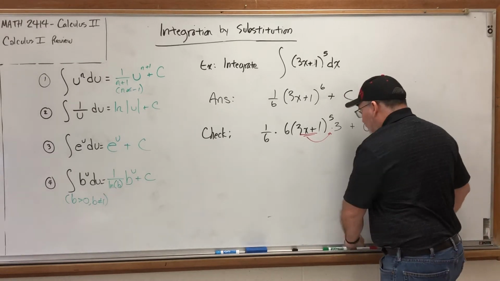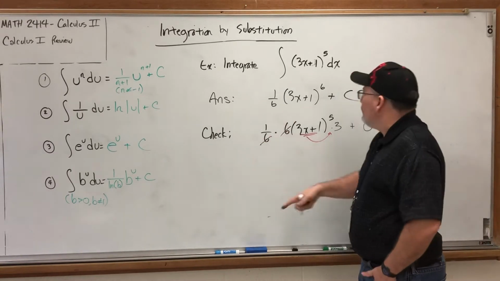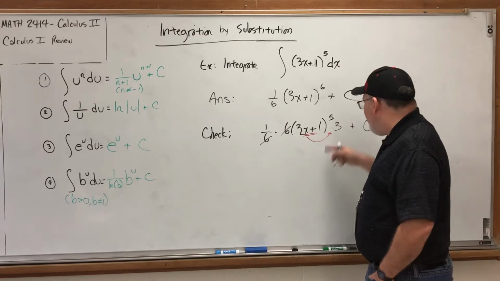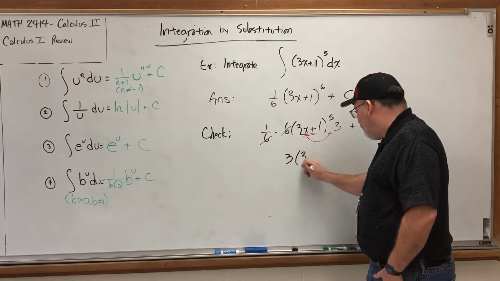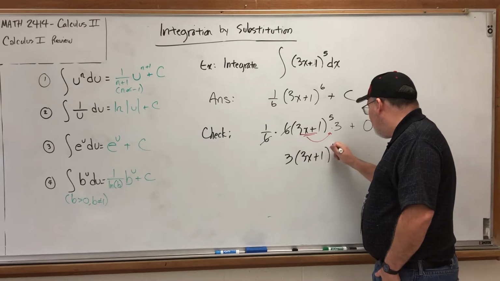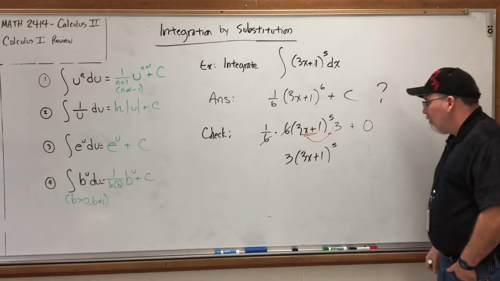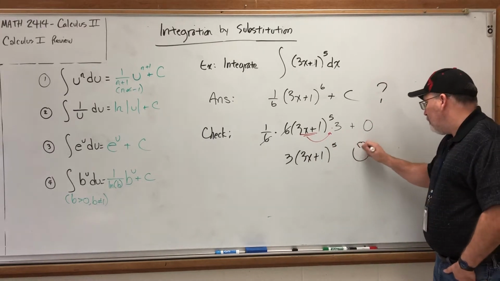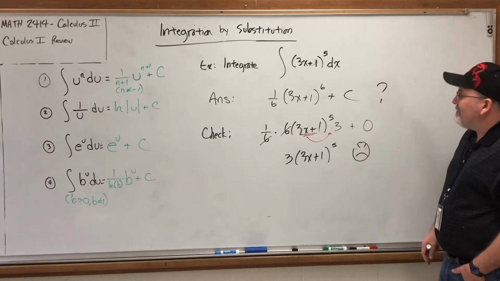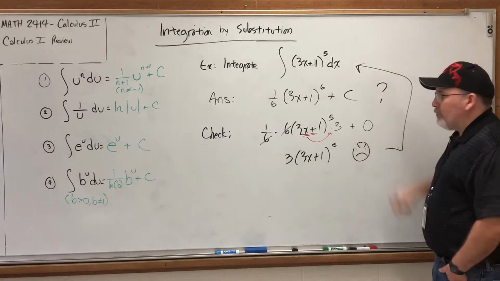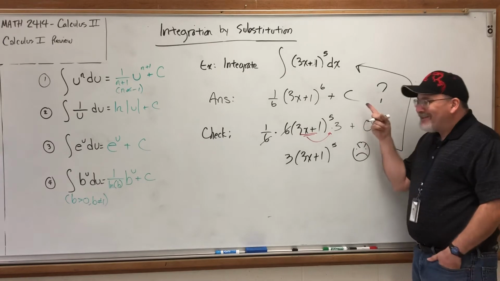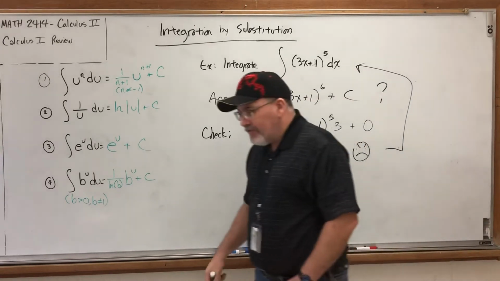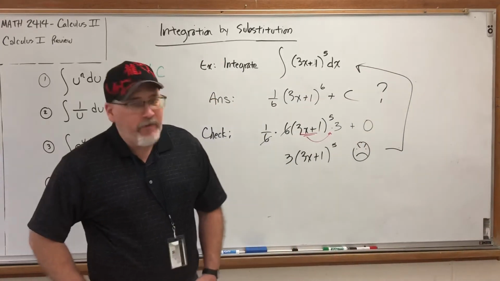Well, let's see. The 6's cancel. That's good because we didn't have a 6. But the 3 is still there. And of course the plus 0 is ignorable. So no. Angry face. That is not what we started with. Which means that this was not the antiderivative. When we took its derivative, it was 3 times as large as it was supposed to be.